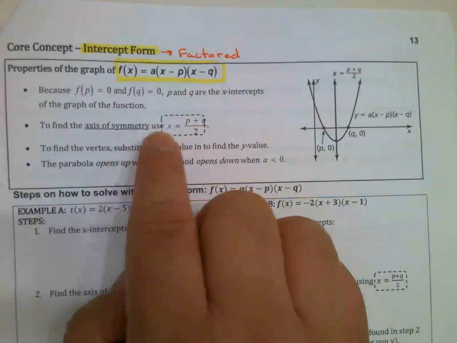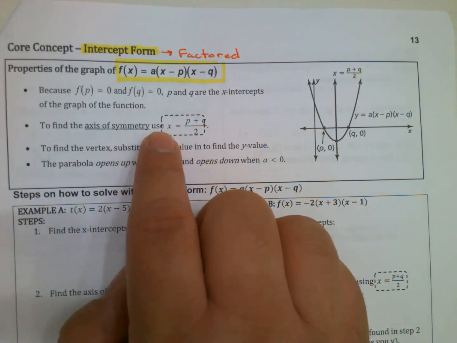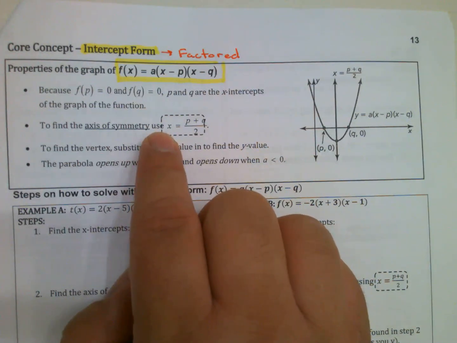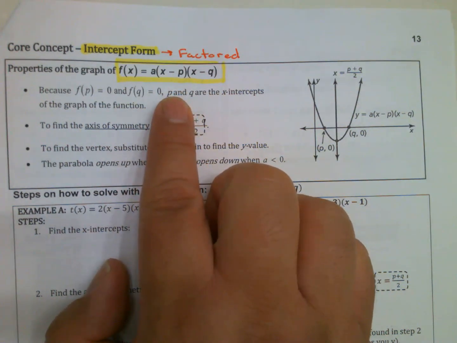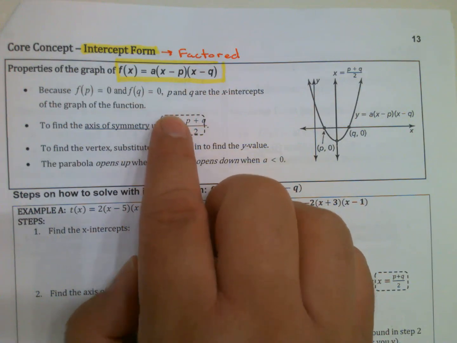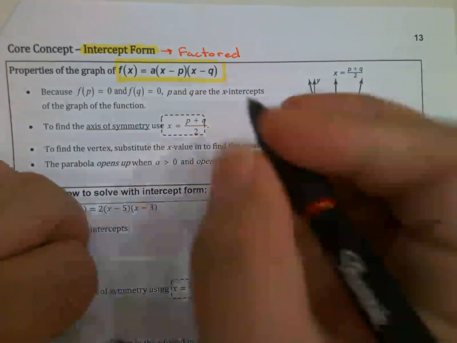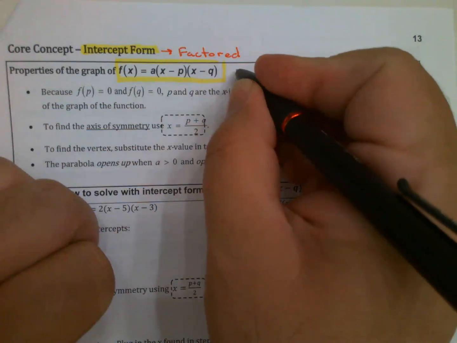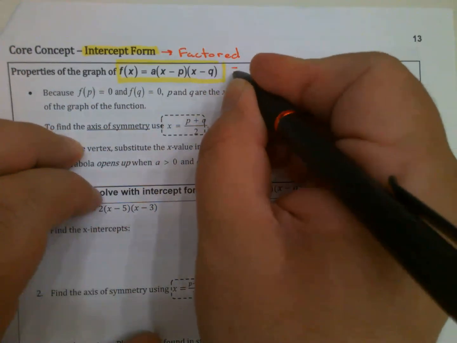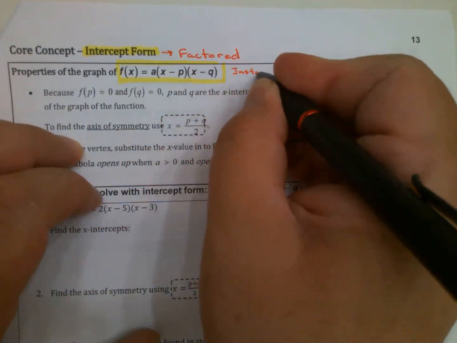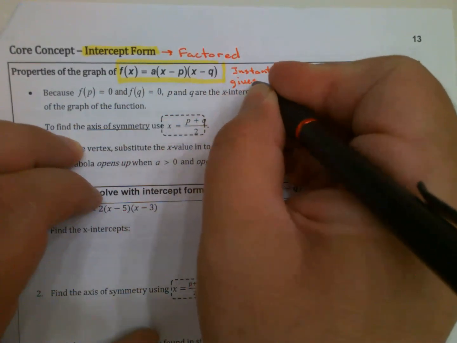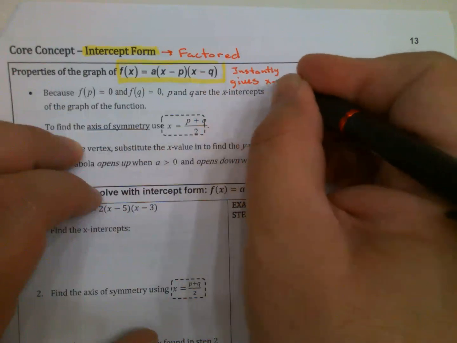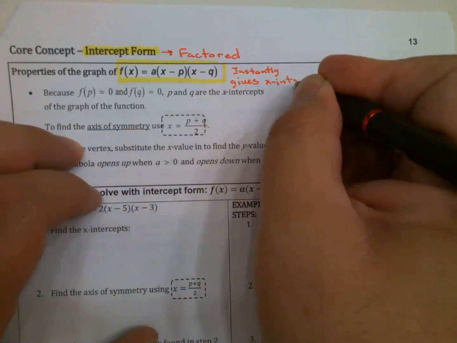Now, we've mentioned that vertex form instantly gives me the vertex. Standard form instantly gives me the y-intercept. So then, of course, intercept form must help me get something instantly as well. And here's what it is. Factored form instantly gives x-intercepts. Again, that's why they call it intercept form.